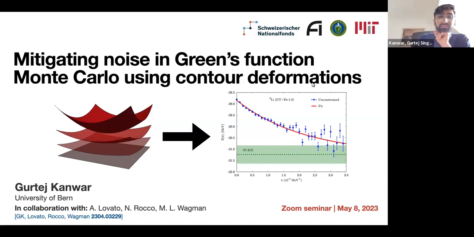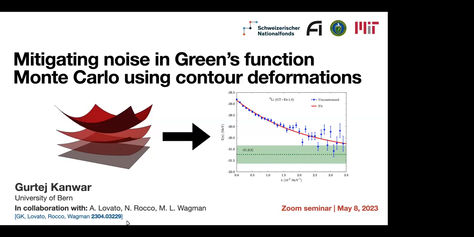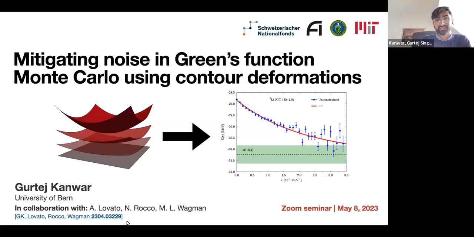So I'm looking forward to being able to talk about this recent paper, which we got out last month. It's in collaboration with Alessandro Lavato, Noemi Rocco, and Mike Wagman. So not my usual, let's say, co-conspirators on the lattice side. This is a bit of a detour into the land of nuclear Hamiltonian simulations, but it's been quite interesting, and there's some fun knowledge transfer, which seems to have worked well, as I hope to convince you guys.